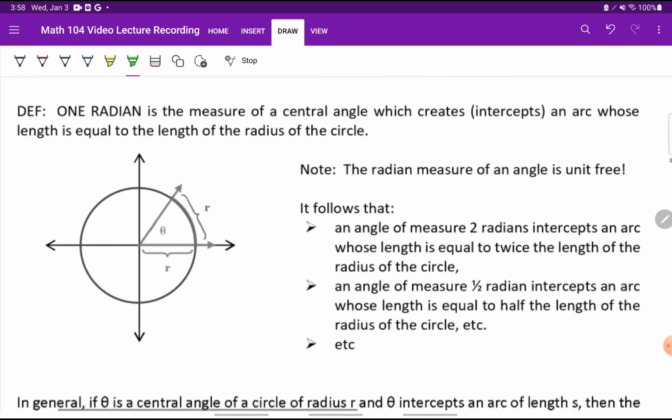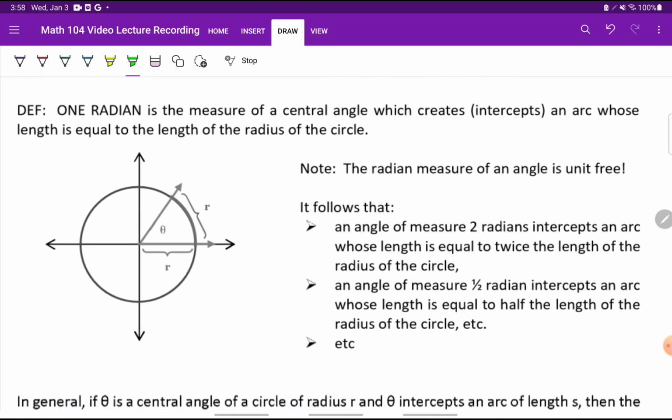Well, 1 radian is the measure of a central angle which creates, or intercepts, an arc whose length is equal to the length of the radius of the circle. So, however big we have to make that angle so that this arc is the exact same length as this radius, which would also be this radius, is exactly 1 radian. Note the radian measure of an angle is unit-free.